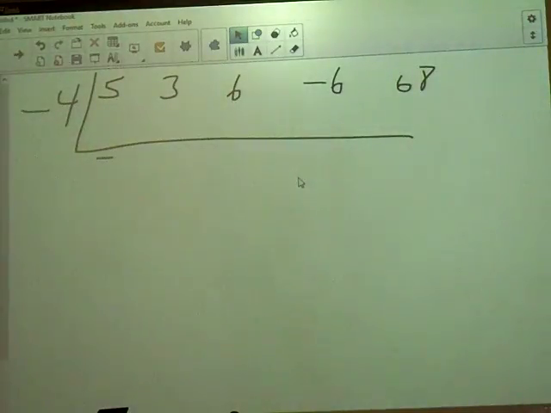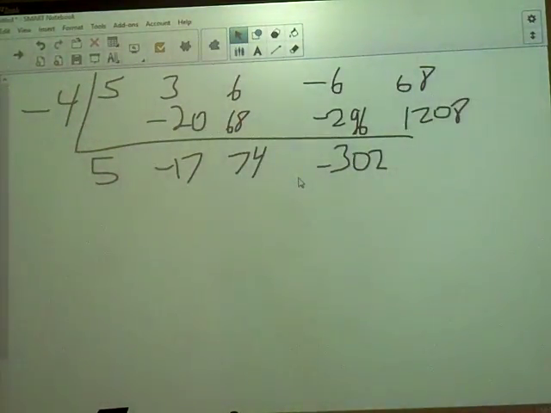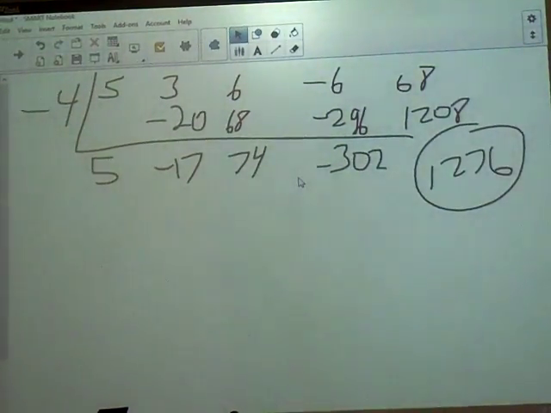So I'll drop my 5. 5 times -4 is -20. Add and get -17. -17 times -4 is 68. Add and get 74. 74 times -4 is -296. Add and get -302. -302 times -4 is 1,208. Add and get 1,276. So that is your final on that one.